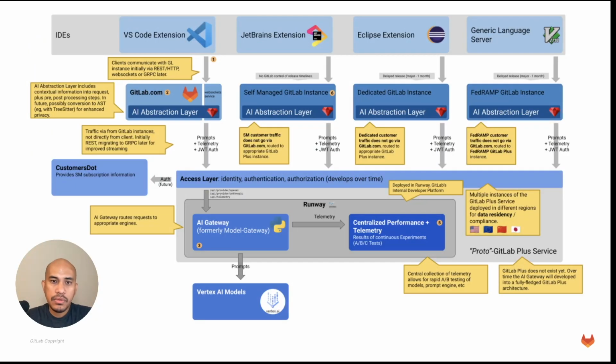Before we proceed to the demo, I'd like to give a high-level overview of the AI architecture at GitLab. Now, clients will communicate to the AI abstraction layer depending on their implementation, whether it's the SaaS version or self-managed instance of GitLab, and these will communicate with our access layer. Now, this access layer will then route this request to the AI gateway, which will then communicate with Vertex AI. So code suggestions and many of the other GitLab Duo features will work this way.